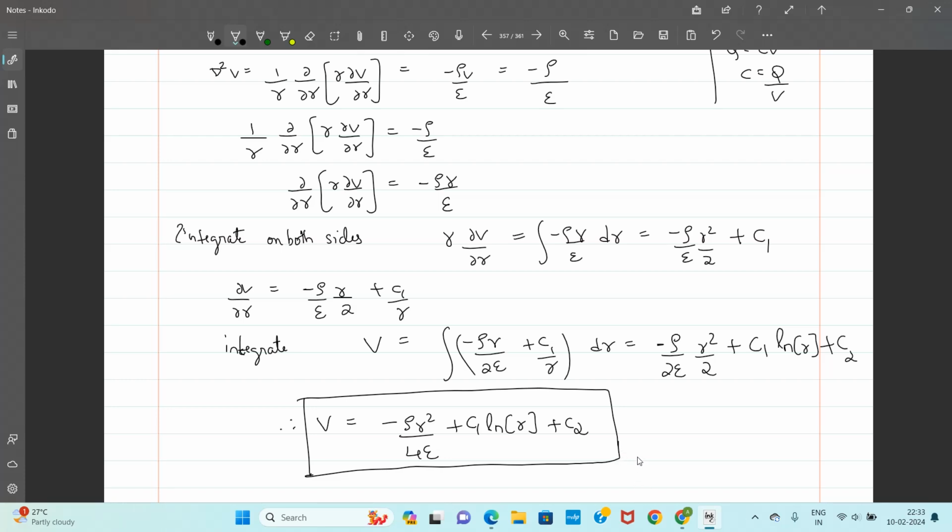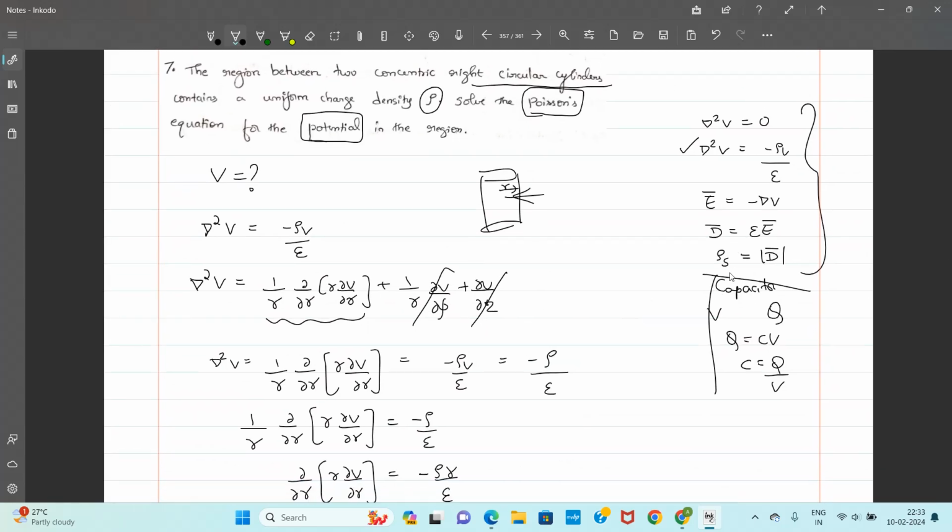So I hope it is clear. Whenever they're asking you to find any of the parameters, that is potential, intensity, density, surface charge, or capacitor, anything it is, you always start off with either the Laplace equation or Poisson's equation. If you are going to use Poisson's equation, then rho v will be given in the question. If nothing is mentioned about volume charge density, then directly start using the Laplace equation. If rho v is mentioned in the question, then you have to use Poisson's equation.